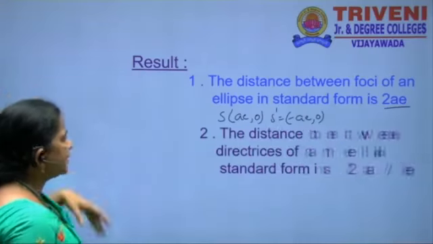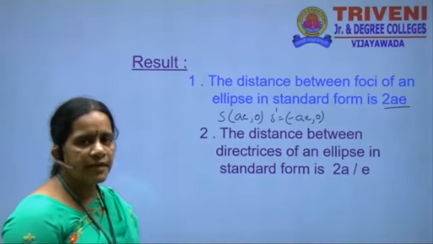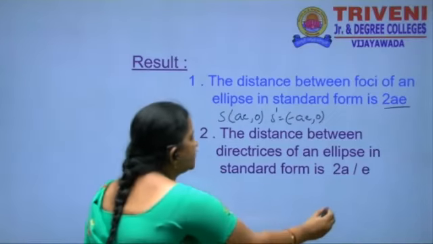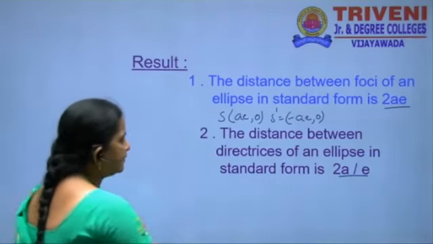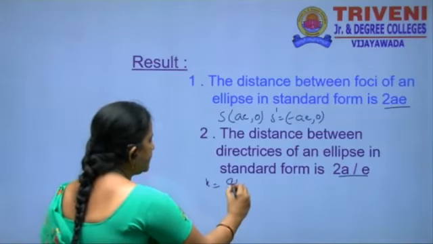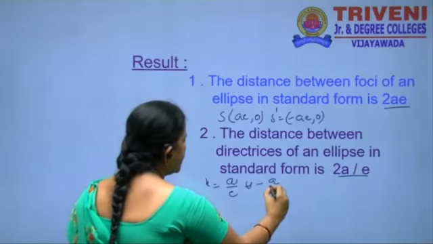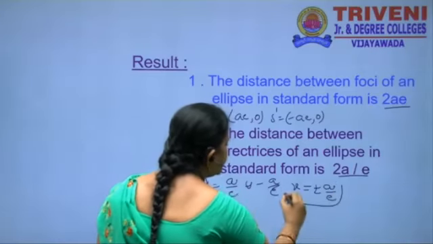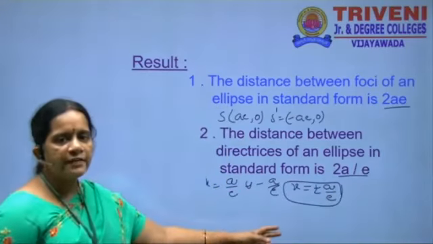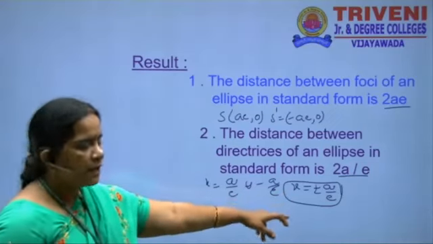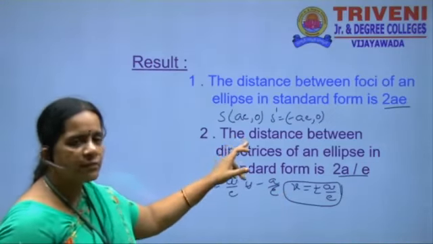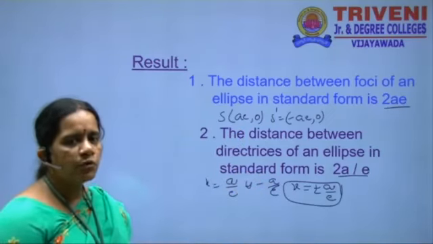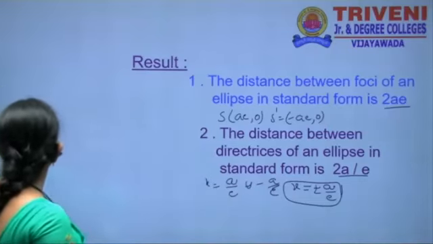And the next result: there are two directrices. The distance between the two directrices is 2a/e. The directrices are x = ±a/e. The distance between the directrices is 2a/e. We must remember these two points: the distance between the foci is 2ae and the distance between the directrices is 2a/e. And then we are going to proceed to problems based on these.